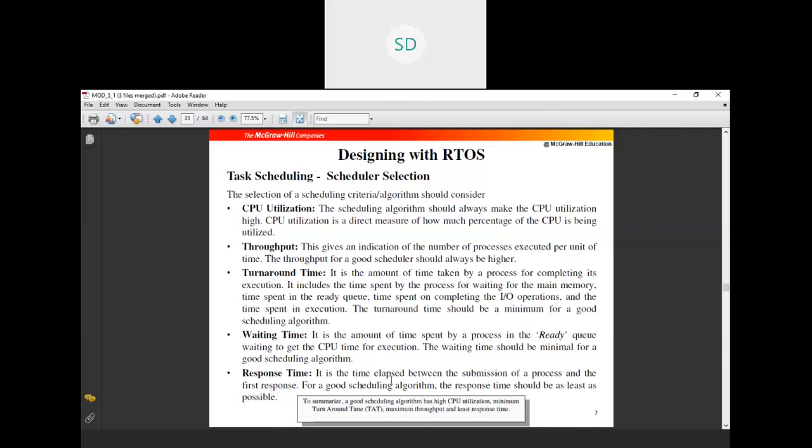Therefore, looking at this slide, to summarize, a good scheduling algorithm should always have high CPU utilization, minimum turnaround time, high throughput, minimum waiting time, and low response time, that is, the least response time. These are the criteria we need to look into whenever the CPU has to be scheduled, or the scheduler algorithm needs to look into these criteria.